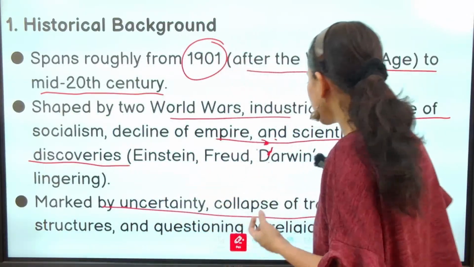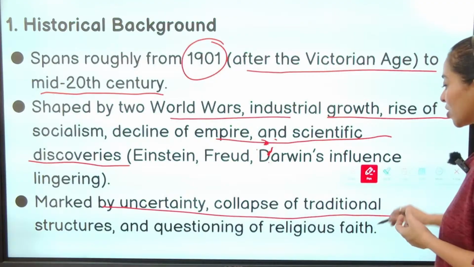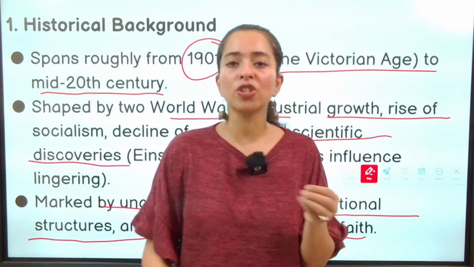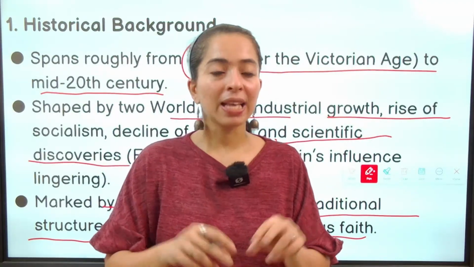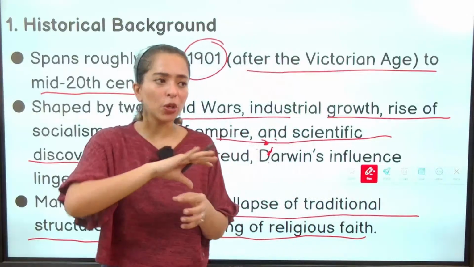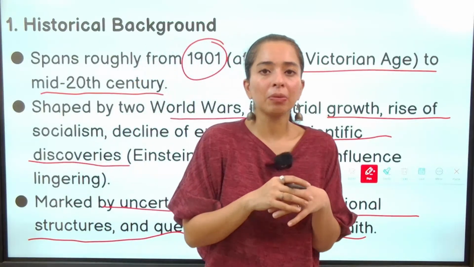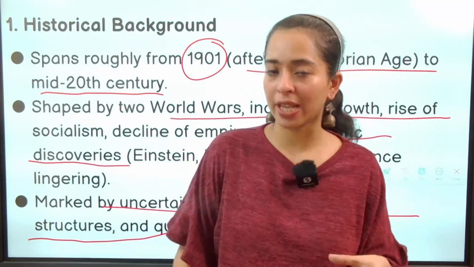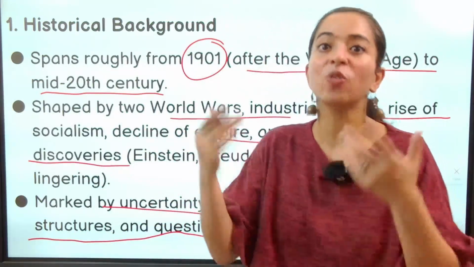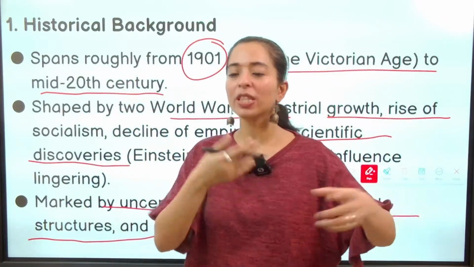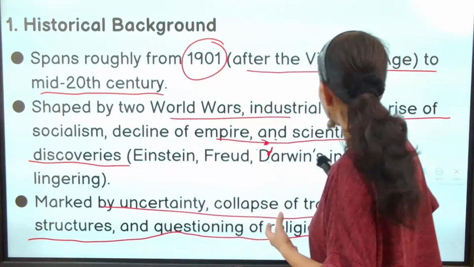Marked by uncertainty, collapse of traditional structures, and questioning of religious faith. Now, this is important: a lot of things that were taken literally as a grand narrative, as a grand truth, were questioned. The entire ground of religious faith shook because of such devastation. There was a questioning of God, whether God is actually there. If He is there, then why did these wars happen? Okay, so these were the questions that kept being asked.